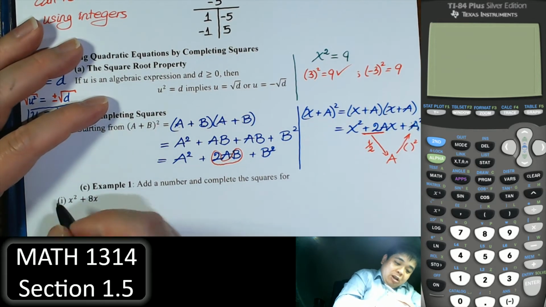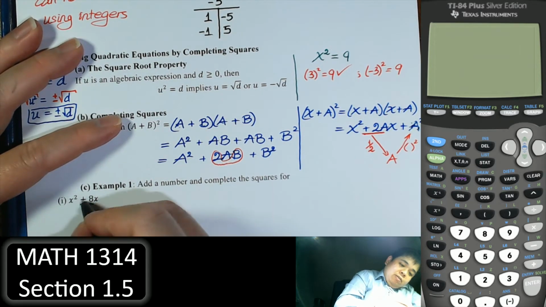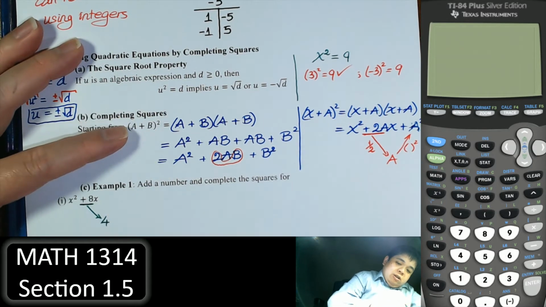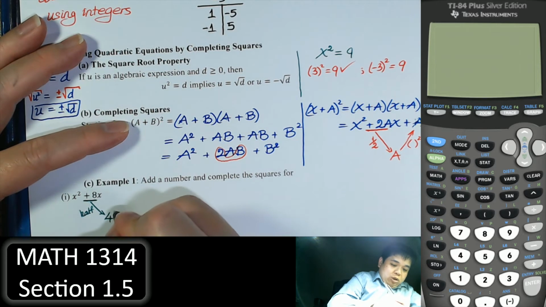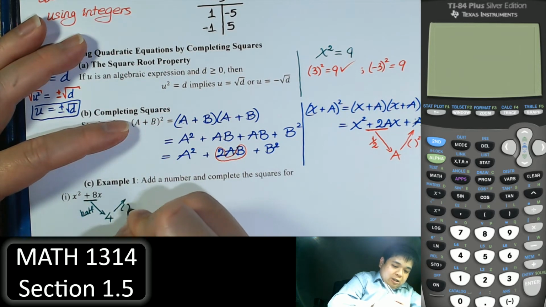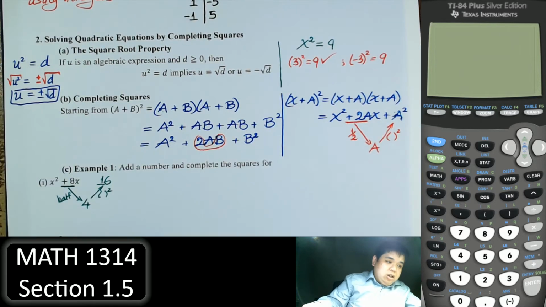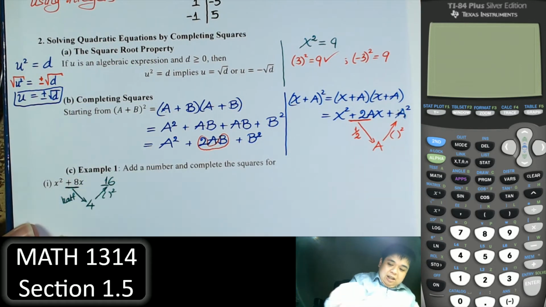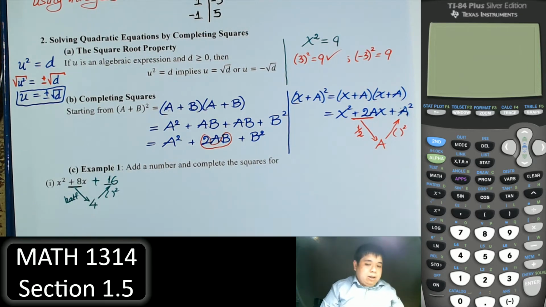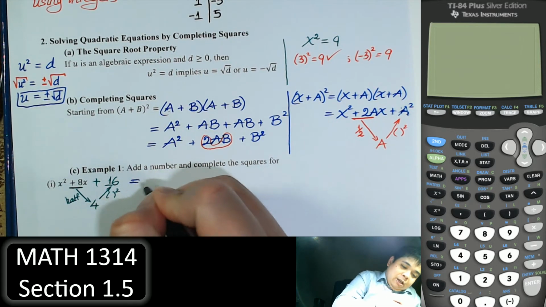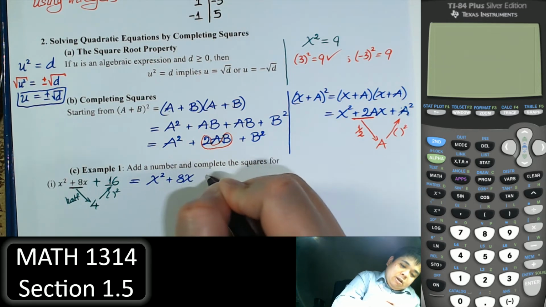So I do the same thing, cut this in half, which is 4. So I say half. And then we square it. 4 squared is going to be 16. So we're just going to add 16 into it to make a perfect square. Right? Let's say that's going to be x squared plus 8x plus 16.